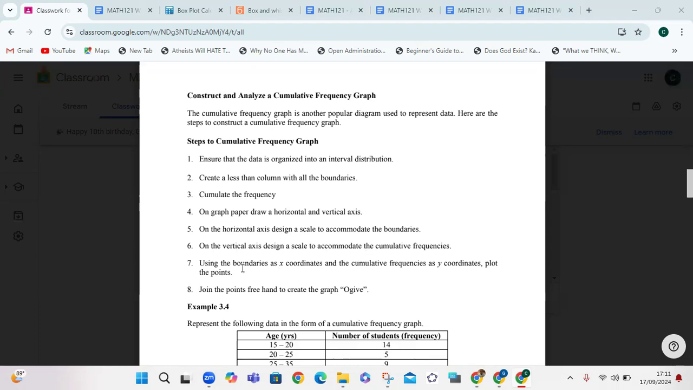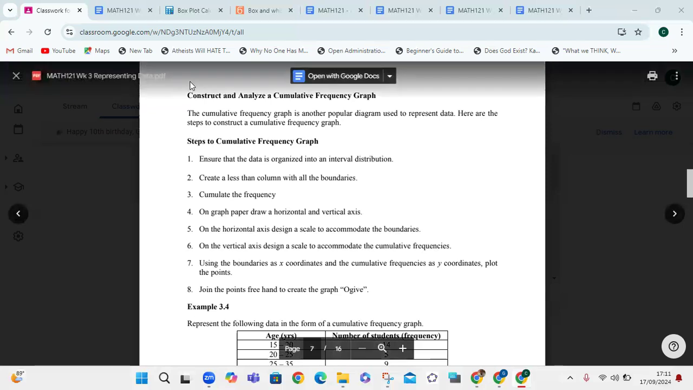Using the boundaries as x coordinates and the cumulative frequencies as y coordinates, plot the points, then join the points freehand to create the ogive or the cumulative frequency graph. And here you have an example.